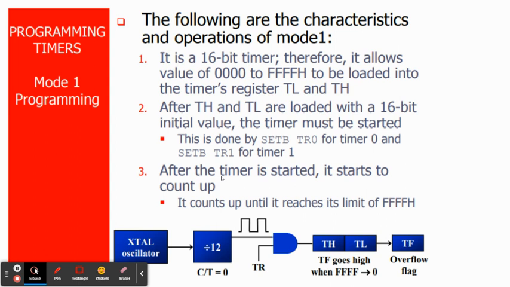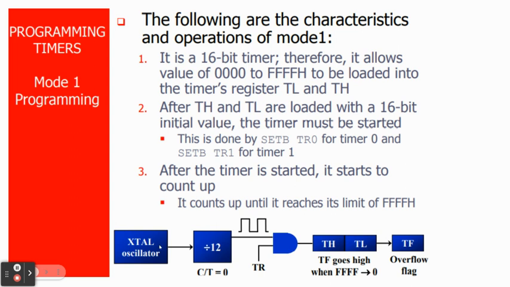Now, after the timer started, it will start to count up. As I've said, it will start counting from 0 up to FFFF, or whatever the value is that the timer will start from. It will count up until it reaches its limit of FFFF. So if you set on what particular number the timer will start, then it will start from that number until it reaches FFFF. Now, this is represented here by the block diagram.